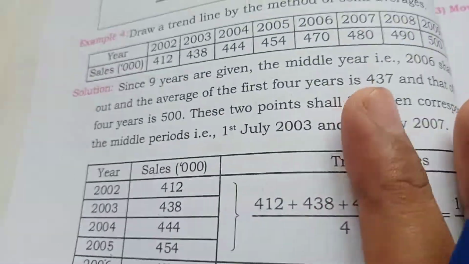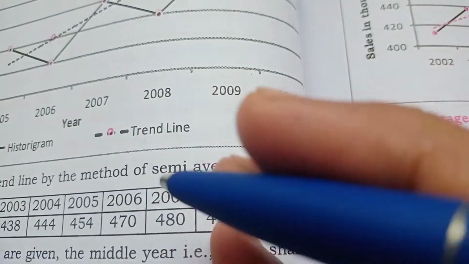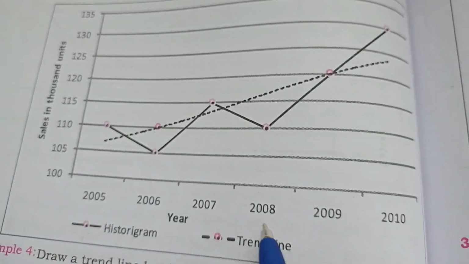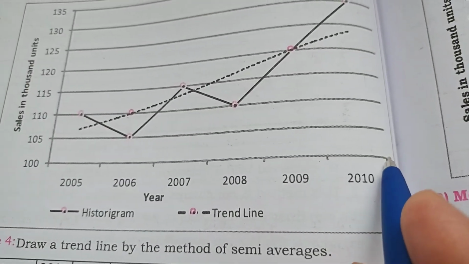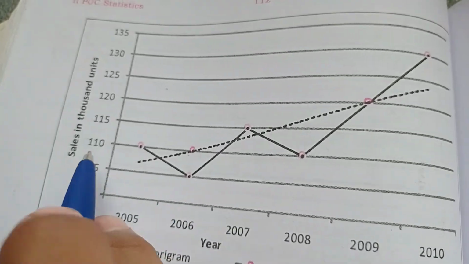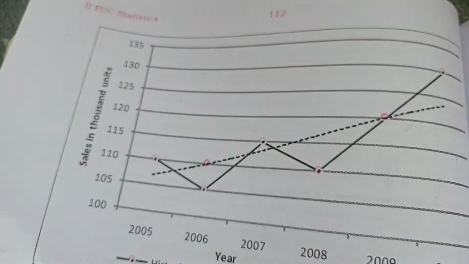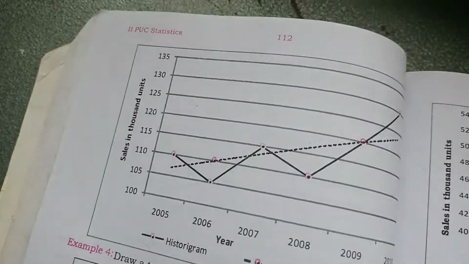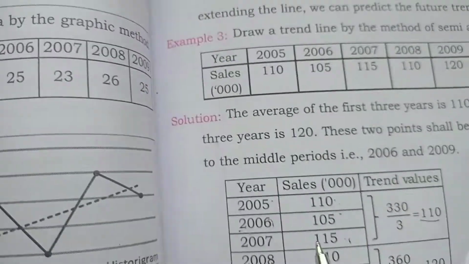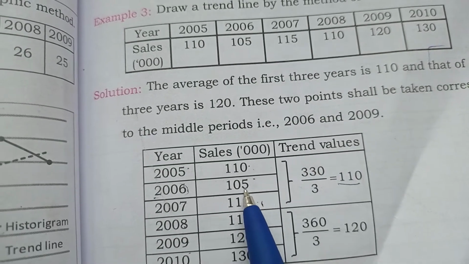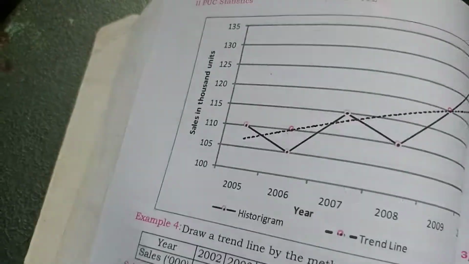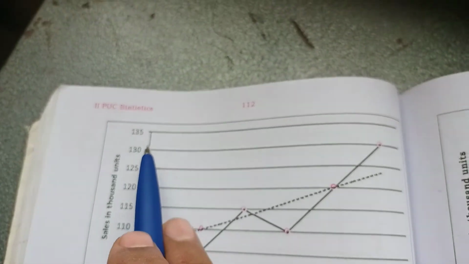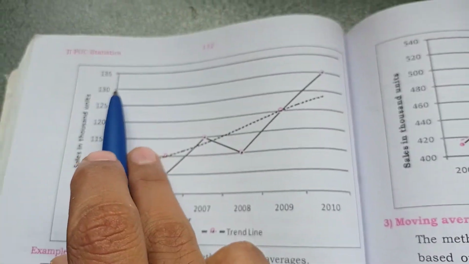Next, using the given values we draw the graph. Along the x-axis is the year, and along the y-axis is the production, the sales they have given. What is the least value here? The least value is 105. What is the highest value? It is 130. Based on that we fix 100, 105, 110, 115 up to 135.